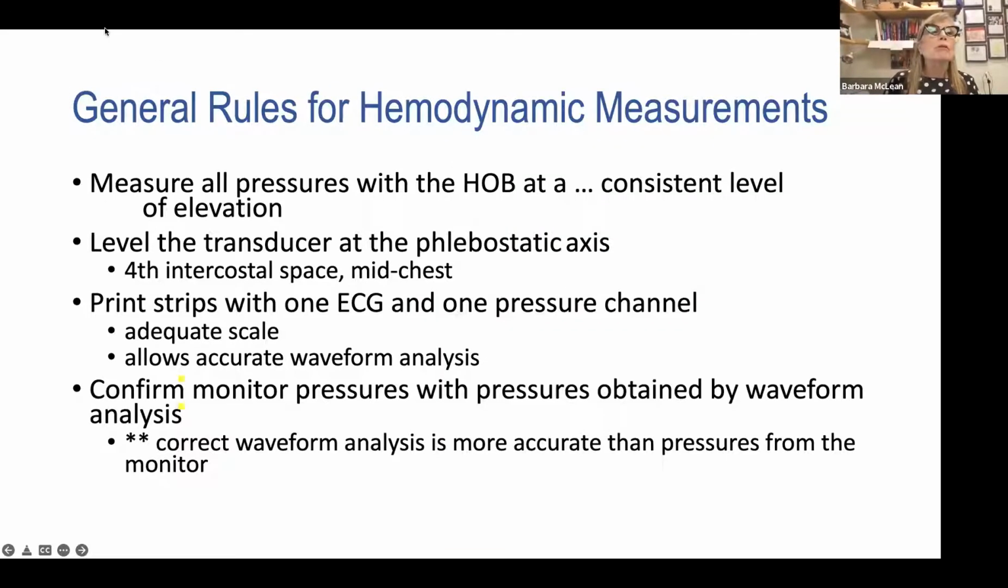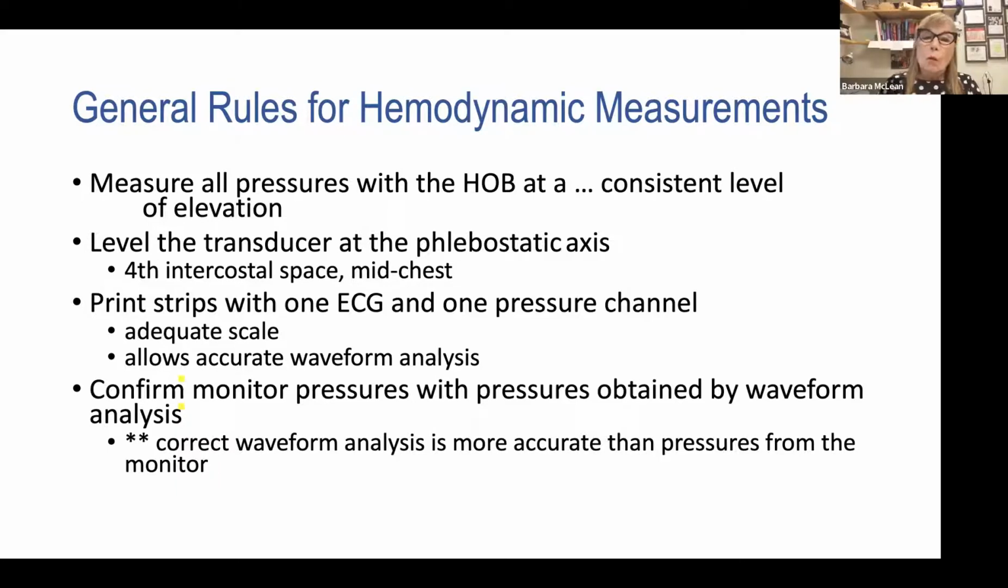Okay, so some general rules for hemodynamic measures, and these are pretty straightforward. They're really, really simple. First of all, you just always want to have your patient at a consistent level of elevation. So they don't have to lay flat. They can be at 35, they could be at 45 degrees, but you always want to measure them in that same position. So they've changed their position a lot, but you know where they were when you started in the morning. That's why a lot of times people say they have to lie supine, because they want to maximize the equality of position. So it's really helpful if you can always keep them at a consistent level of elevation when monitoring them.